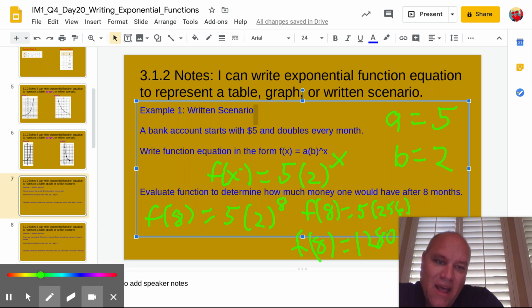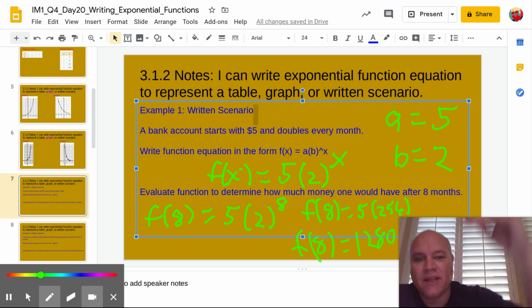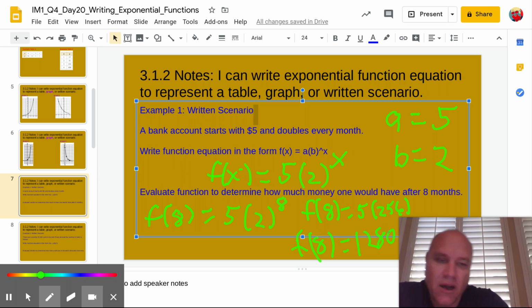So I get f of 8 equals 5 times 256. Where did the 256 come from? That's 2 to the 8th power. And I just did that in my head. But if you want to use a calculator, that's where you use the 2 caret key to raise it to the exponent 8 on your calculator to get the 256. And then you have to multiply 256 times 5. Remember from yesterday's lesson, the order of operations, we have to go 2 to the 8th first before we multiply by the 5. So f of 8 equals 1280.